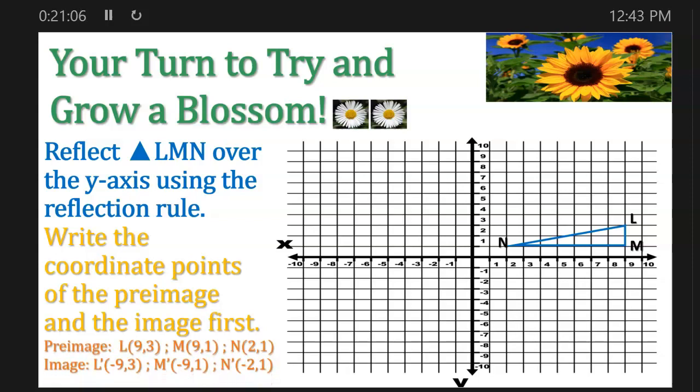Okay, so now the pre-image points and the image points are listed in orange. L prime, M prime, and N prime should look like this after reflecting it over the y-axis. Notice the x values are the only values that change to the opposite sign because we reflected over the y.